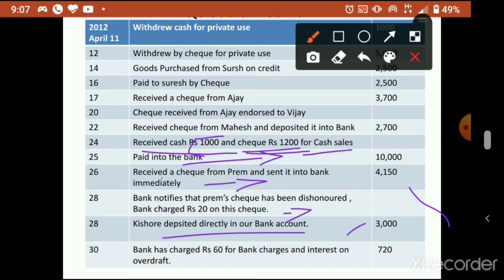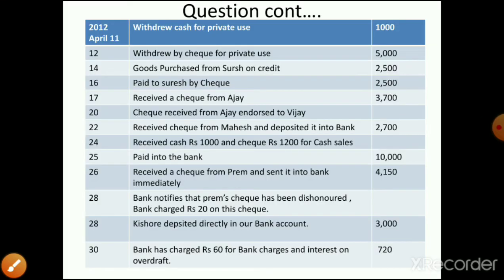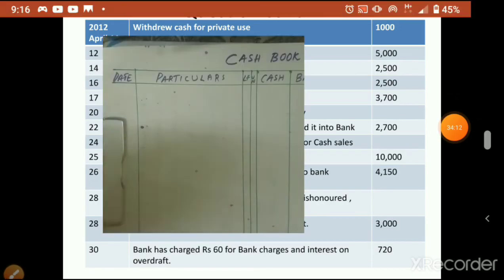Then bank has charged rupees 60 for bank charges on interest on overdraft. So we have taken money from bank, that is overdraft, over and above our account balance. So for that bank charges 60 from us. So our account balance will decrease. So now we'll go to the cash book preparation. Okay. So I will show you.